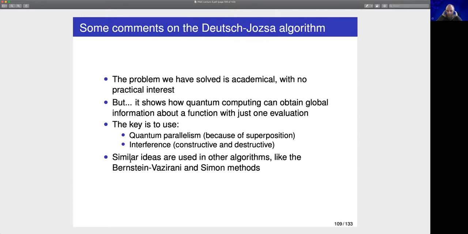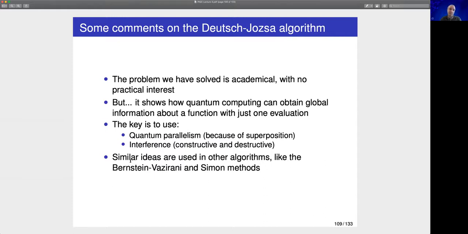It was one of the first quantum algorithms that was proposed, and an interesting example of how to use that quantum parallelism, that exponential potential of quantum circuits, to do something that would be much more difficult for classical computers, because they would need many more evaluations of the function. And as I have mentioned, and this is very important, we are using the quantum parallelism together with interference.